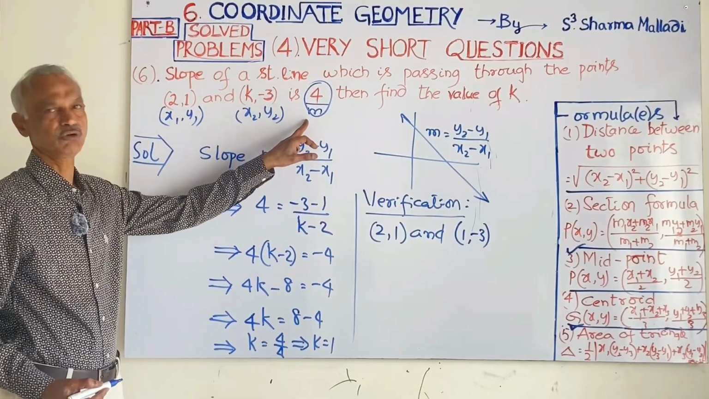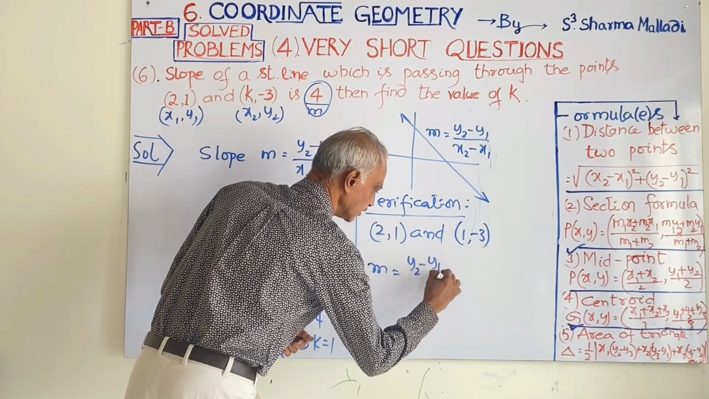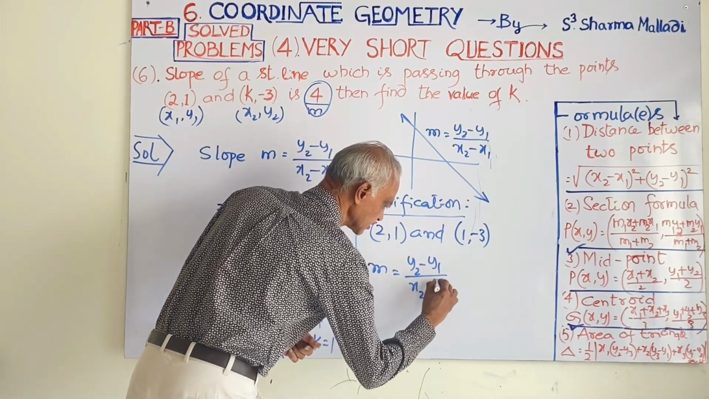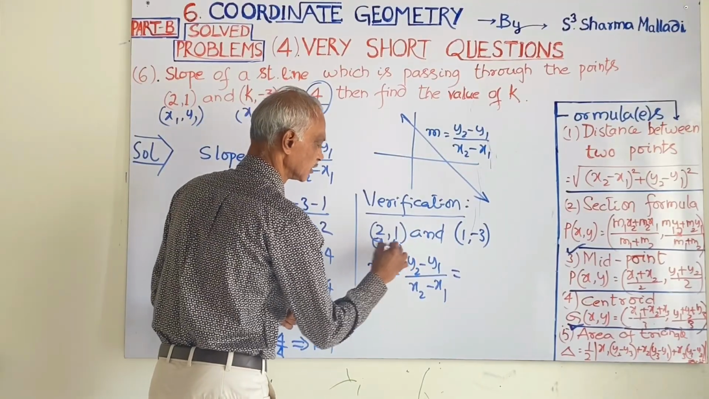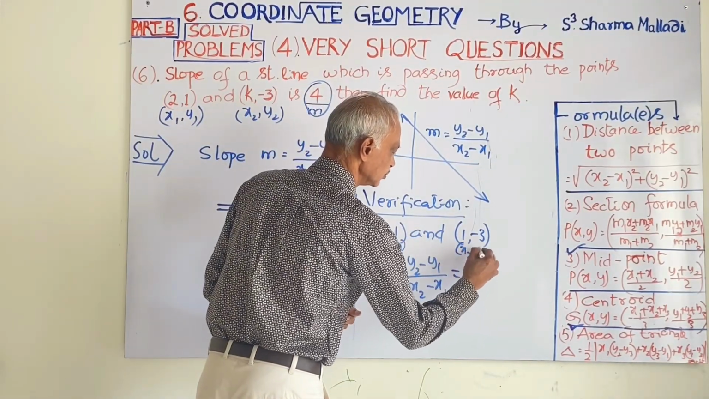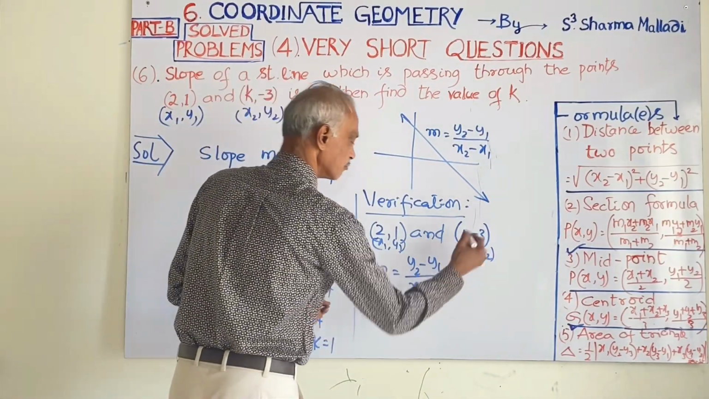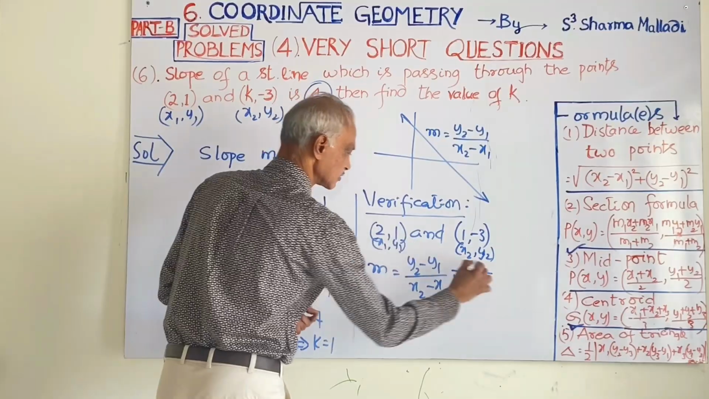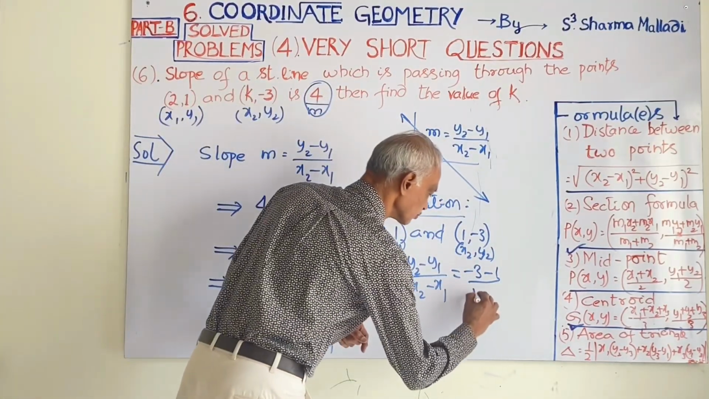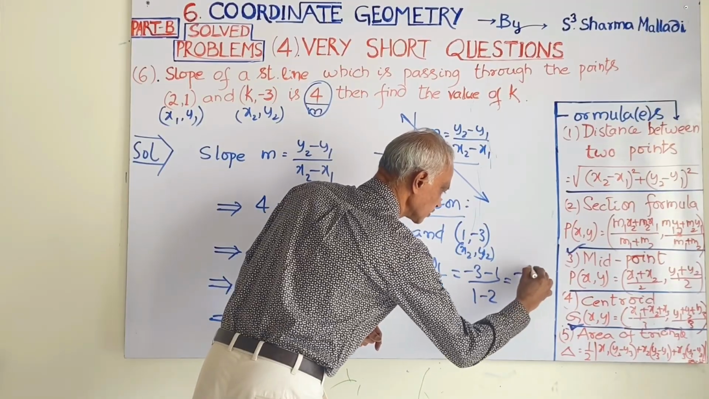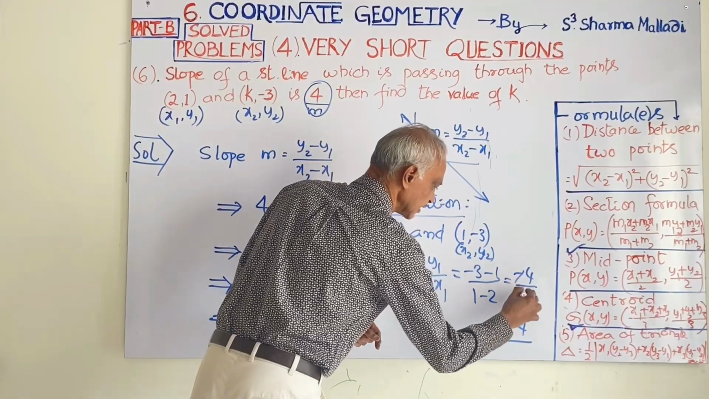You should get 4. m is equal to y2 minus y1 by x2 minus x1. This is x1 y1 and this is x2 y2. y2 minus y1 means minus 3 minus 1, by x2 minus x1, 1 minus 2. Minus 4 by minus 1. The minus signs cancel.